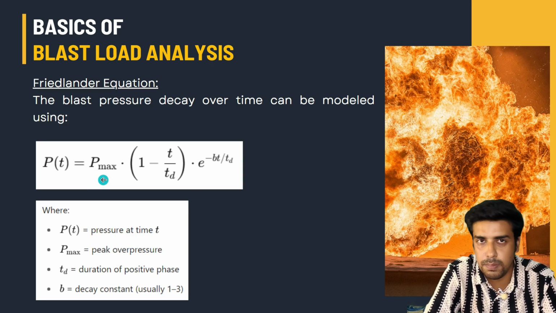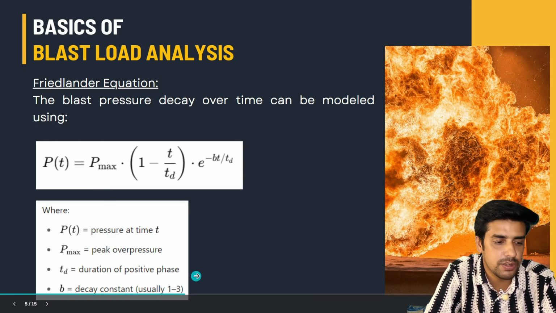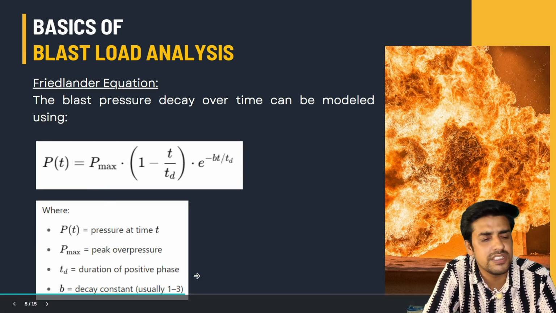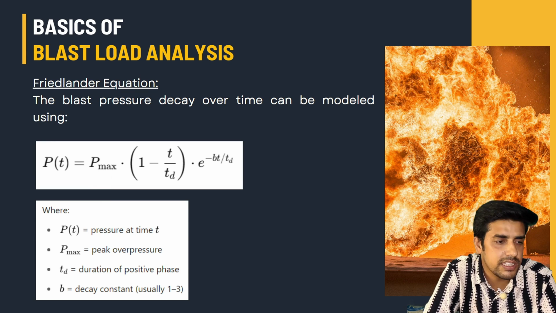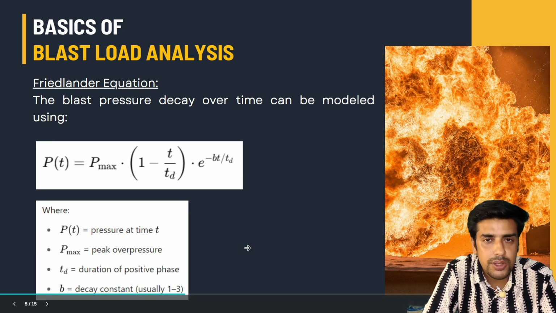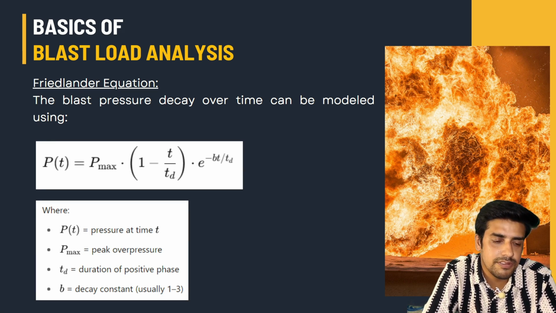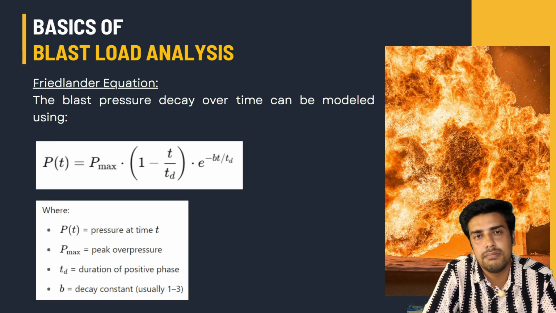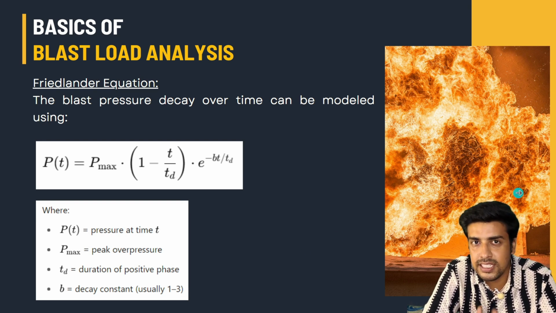P maximum is the peak overpressure, TD is the duration of the positive phase, and B is the decay constant, which is usually 1 to 3. Now there is one thing: you can make the pressure-time graph, that is pressure on the y-axis and time on the x-axis, with the help of this particular equation. Or you can use the graphs which are already made and already are there in our codes. These are the two methods through which you can make that particular graph.